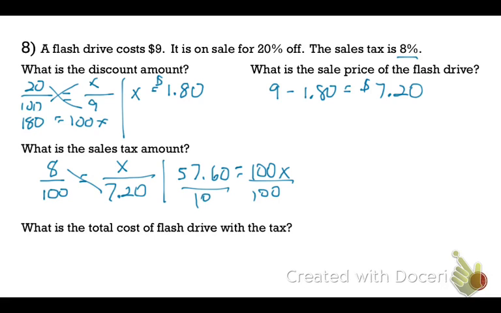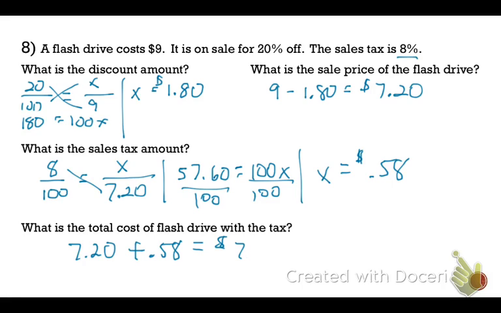Now, we're working in money. So remember that we're going to round to cents unless we were told differently. So we're going to round it to 0.58, 58 cents. And then finally, the total cost of our flash drive is going to be our sale amount, $7.20, plus our tax. So $7.78.